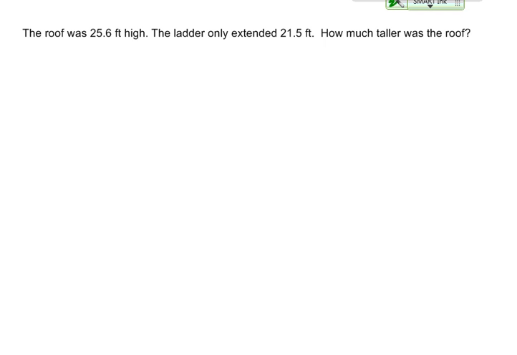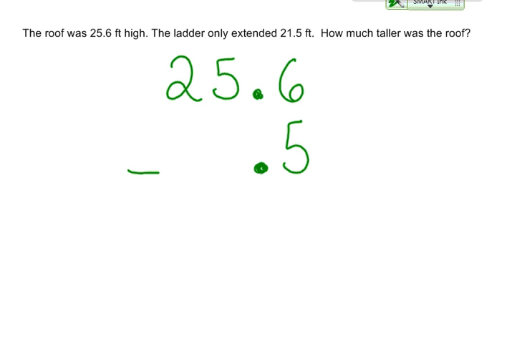Here's another example. It says the roof was 25.6 feet high. The ladder only extended 21.5 feet. How much taller was the roof? So now we're going to work with subtraction. We have a roof, that's our bigger number, which is 25.6 feet high. And we want to subtract, making sure our decimals are lined up. So our decimal needs to go right here in line, and so there's a 5 to the right, and there's a 21 like this. And now I've set up the problem.